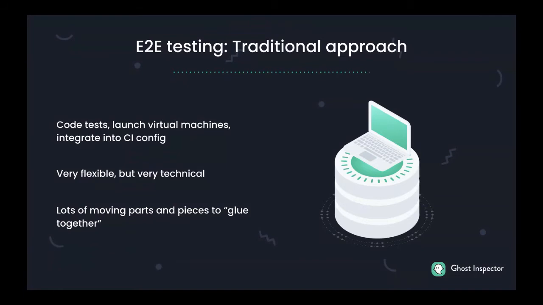And then you'd have to figure out where you're going to run these tests. You can run them locally, but if you want to do it during deployment or live on production, you might want to do it in the cloud. So then you're thinking about virtual machines, and are you building your own? Are you using a platform? Then you're integrating it into your CI configuration, which often meant hitting various APIs or containers and things like that. There's a lot of flexibility, and this approach can still work well for you, but it's a very technical approach, and there are a lot of moving parts and pieces to glue together.